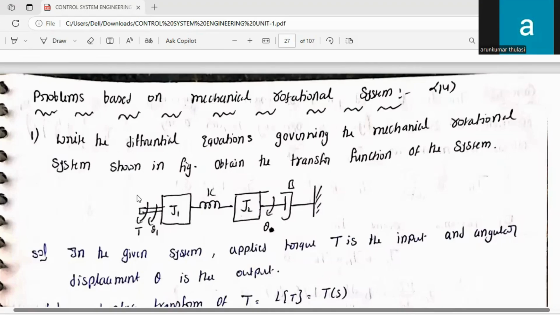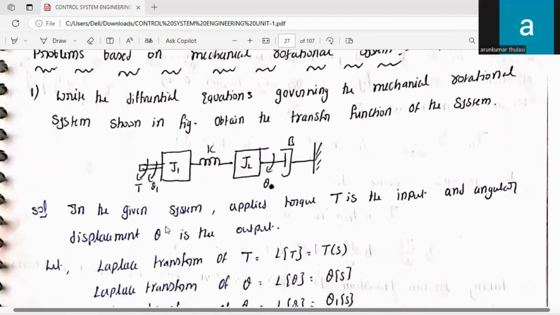So we have the diagram which represents the mechanical rotational system. We can observe that it has two mass elements which provide the moment of inertia J1 and J2, and we have two other elements: one is a torsional spring element K, and the other is a friction element B. By using this mechanical rotational system, we have to find the transfer function, which is given by the Laplace transform of output divided by the Laplace transform of input. We'll see how we can find the transfer function step by step.